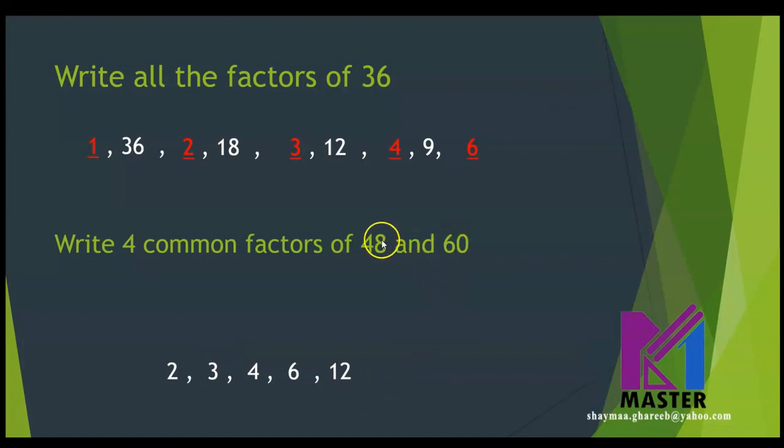Can I divide both numbers by 4? Yes, so 4 also is a common factor. Can I divide both numbers by 5? No. Can I divide both numbers by 6? Yes, so 6 is a common factor. And also I have 12 because I can divide both numbers by 12. Is this clear now? How to check common factors? Let's see.